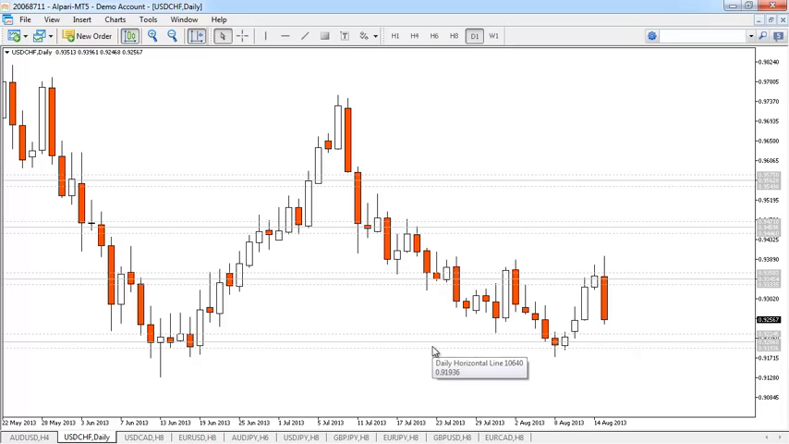So I wanted to show you this one because it was particularly tricky, and how sometimes you have to kind of improvise with your entries. You're not always going to get a perfect wick that you can enter from. Sometimes you have to improvise a little. This is a daily chart, a USD CHF daily chart, and I'm going to highlight the trade for you guys.